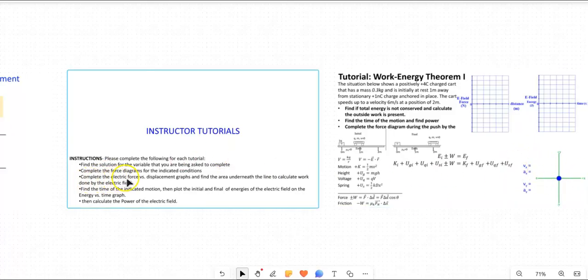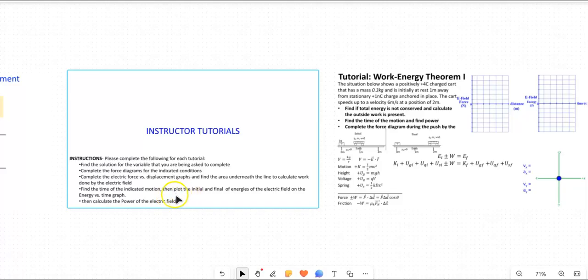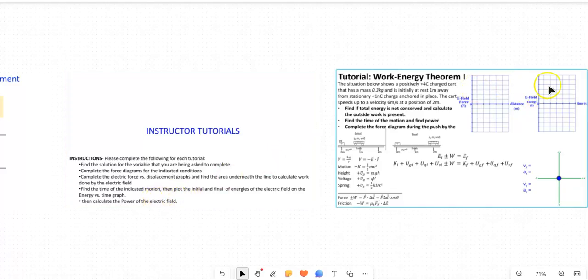Then we're supposed to complete the electric force versus displacement graph right here, and then find the area underneath that to calculate the work done by the electric field. And that'll help us find this. So we'll have to plot the initial electric potential energies, the final electric potential energies. We'll have to find the time it takes for it to do whatever type of motion. And then from there, we'll be able to calculate power.